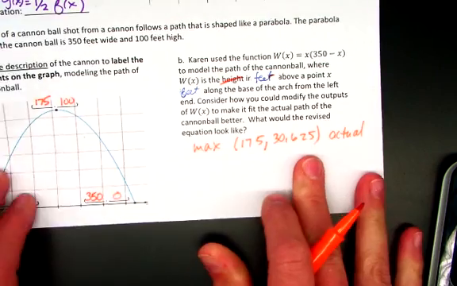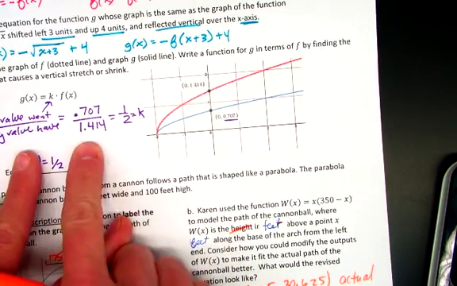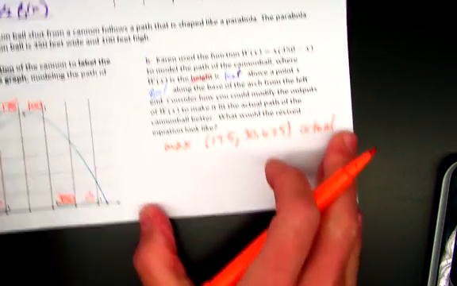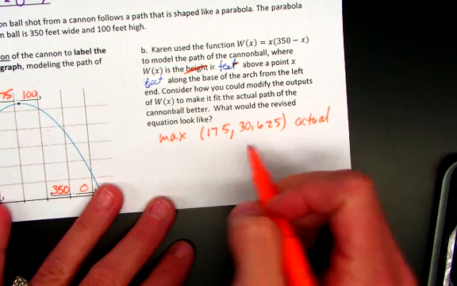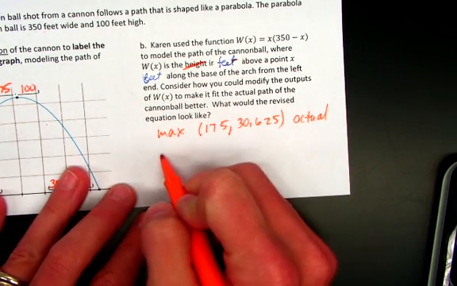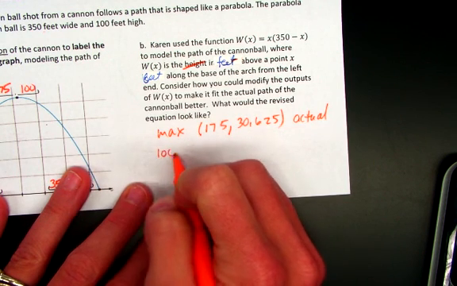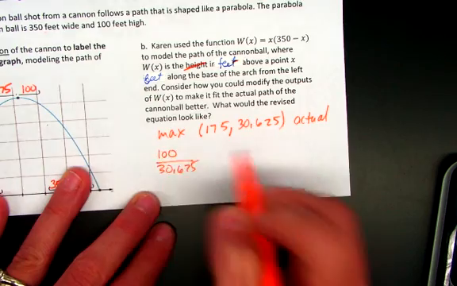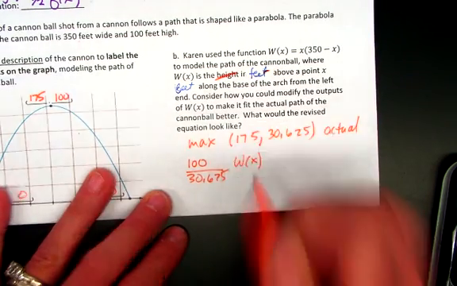Now once you have this information, if you found this max, it becomes this problem. We're trying to really just find this multiplier. So what I'm going to do is try to find that k value, and what I want goes on top. So I want 100. I'm going to divide that by 30,625. So this is what I want over what I have, times W of X.